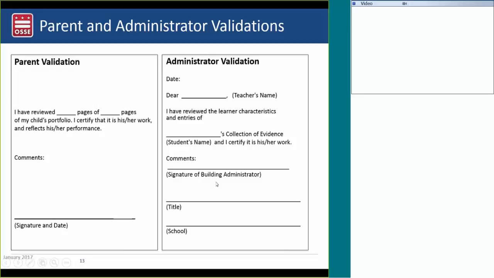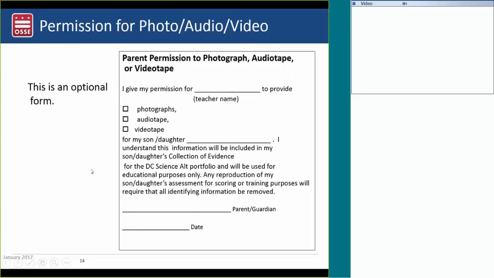This is an optional form. This is the parent permission to photograph, audio tape, or videotape, and it's pretty much self-explanatory.